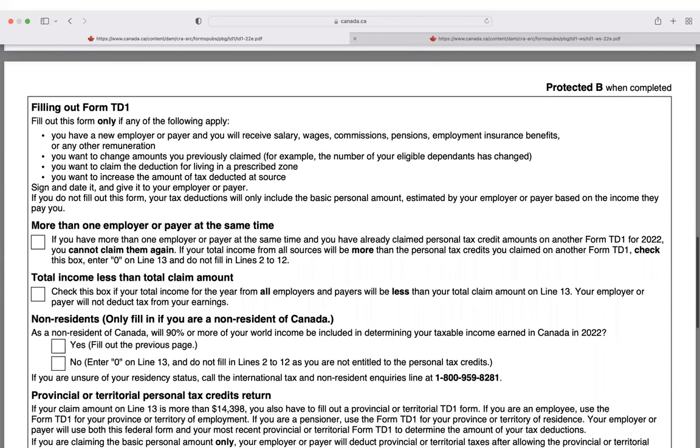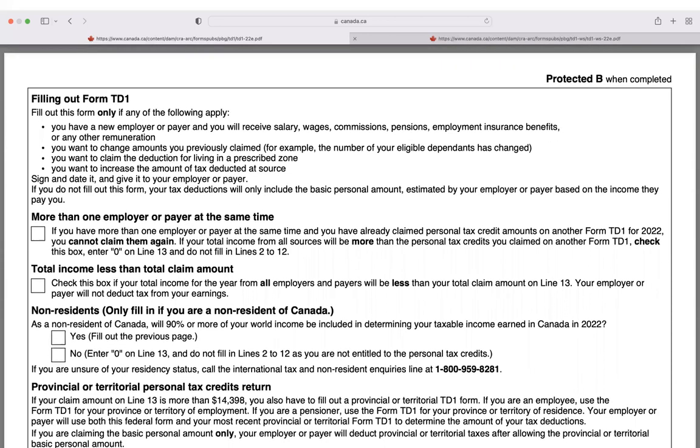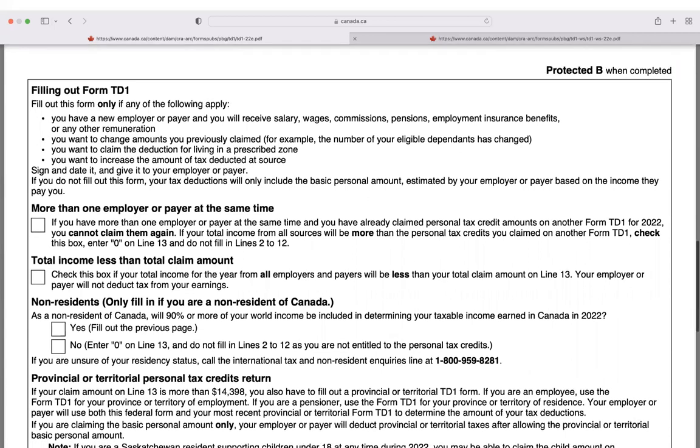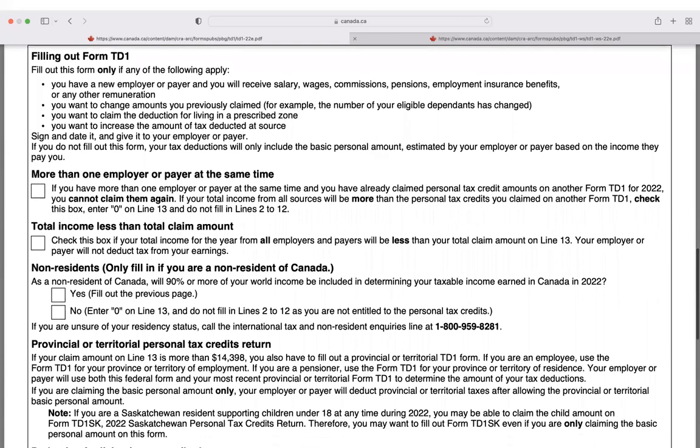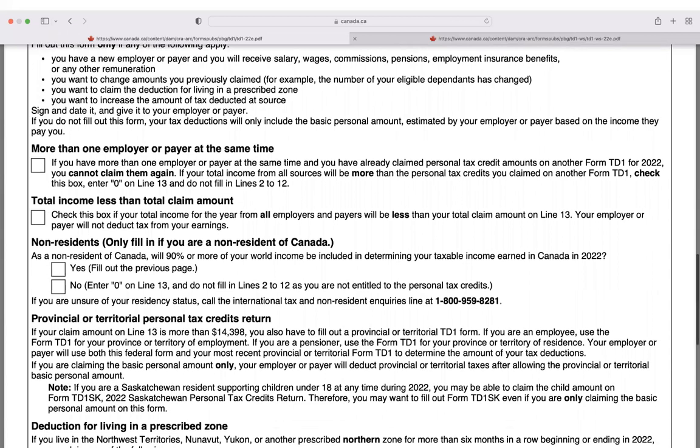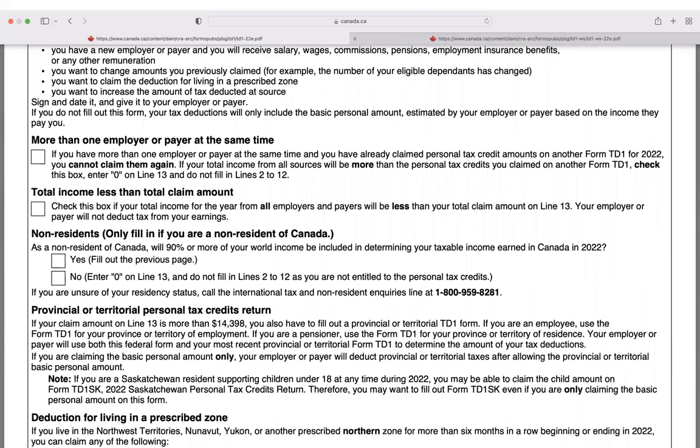Fill out this form if you have a new employer, you want to change the amount you claim on your return, you want to claim a deduction for living in a prescribed zone, or you want to increase the amount of tax deduction at source. So you sign, date, and give it to your employer. And if you have more than one employer at the same time, and you already claimed personal tax credits on another TD1 form for 2022, you cannot claim it again.